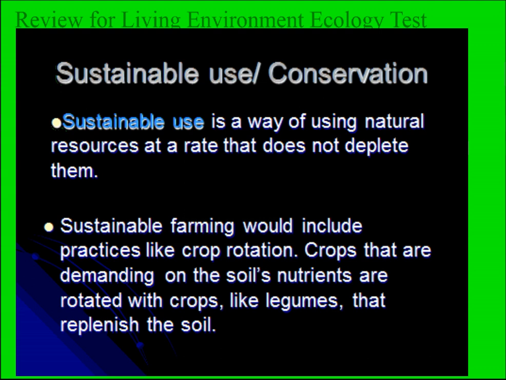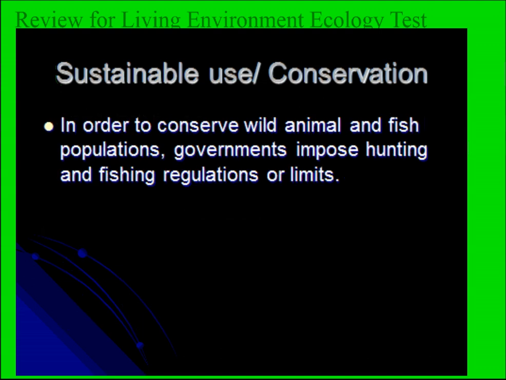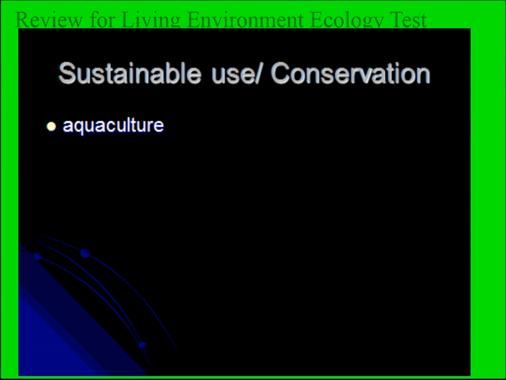In order to conserve wild animal and fish populations, governments impose hunting and fishing regulations or limits. That's all part of conservation. Aquaculture would be another example of a sustainable type of agriculture. This is where you're raising fish on fish farms so that you're not taking them from the wild.